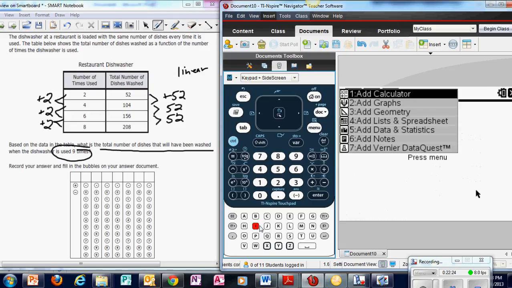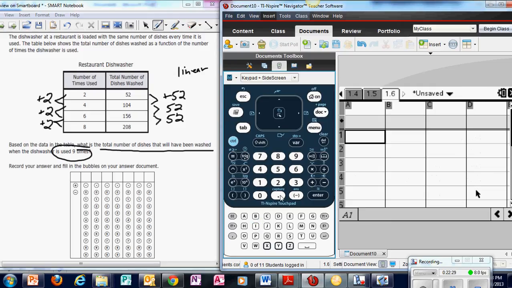So, control, insert, list and spreadsheet again, which is 4. Enter those values, all the x values are independent first. 2, 4. Now I'm going to stop there simply because I know it's linear. How many points determine a line? 2. So I'm not going to enter everything. And on the dependent side, 52 and 104. Arrow to the left only to eliminate one step on the next screen.